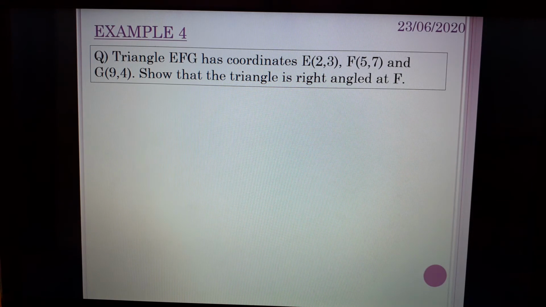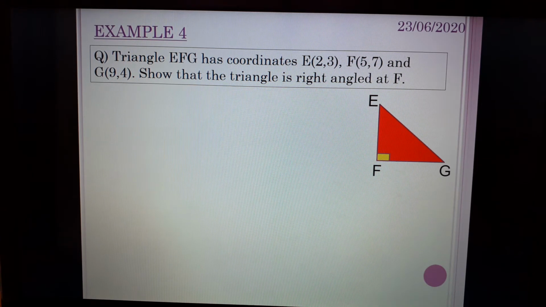So I'm just going to draw a random right angled triangle with the letter F at the right angle so I can visualize my triangle. So I've just drawn a triangle. I haven't tried to draw it to scale. I haven't got the coordinates marked in the right positions or anything like that. I've just drawn a right angled triangle. And if I'm trying to show it's right angled at F, I want to be able to visualize it.